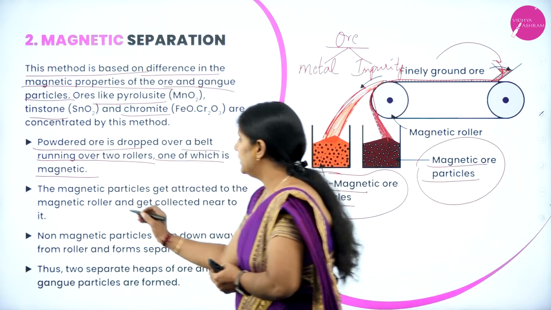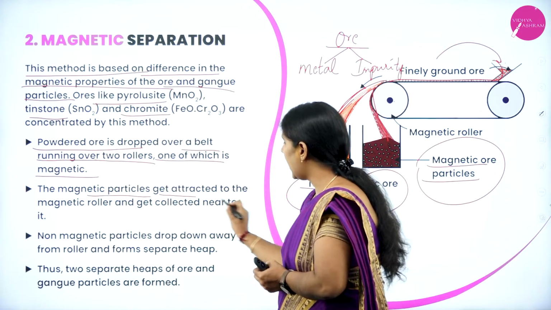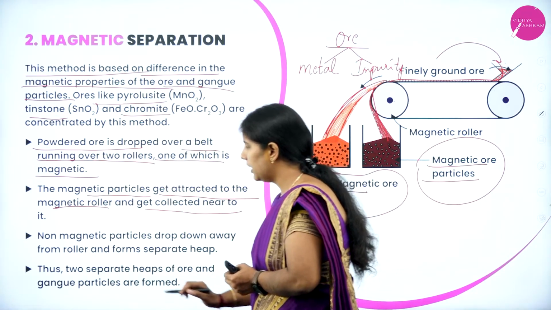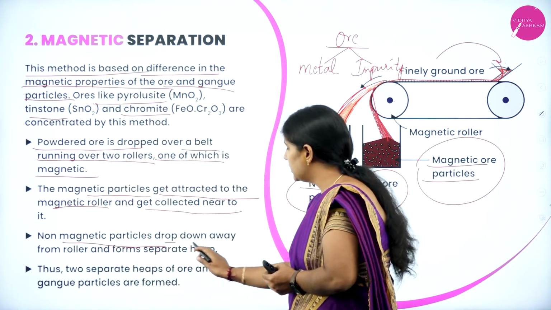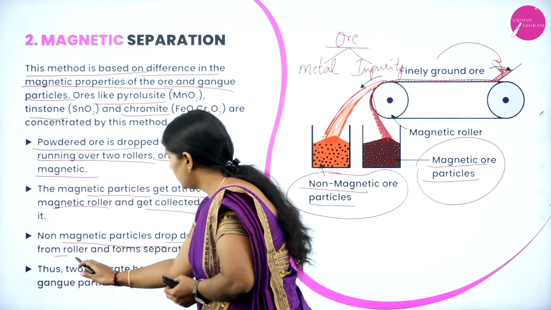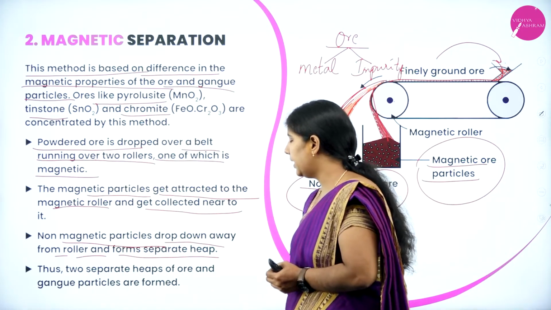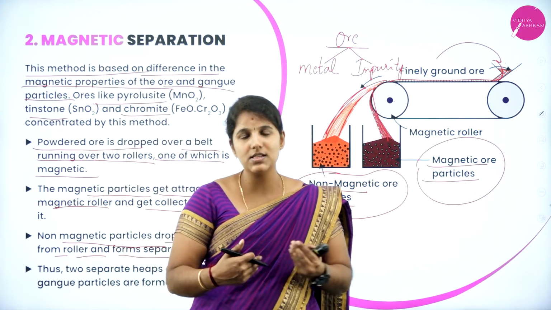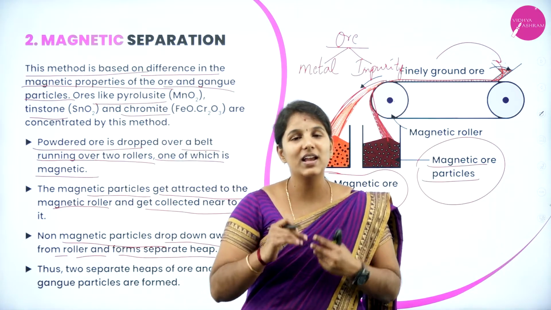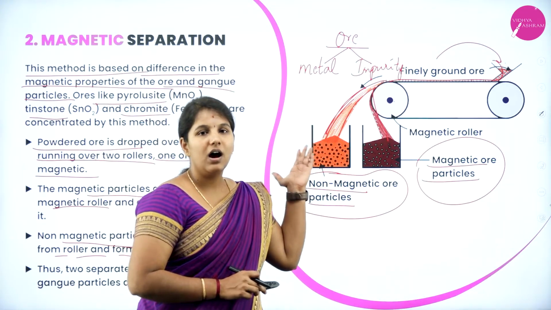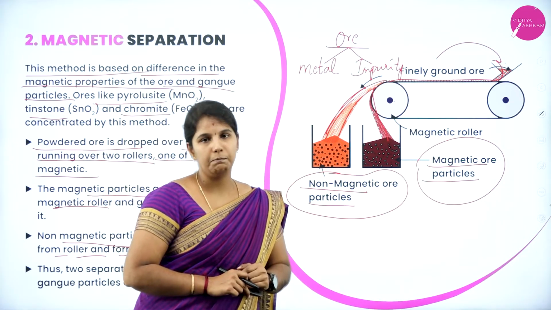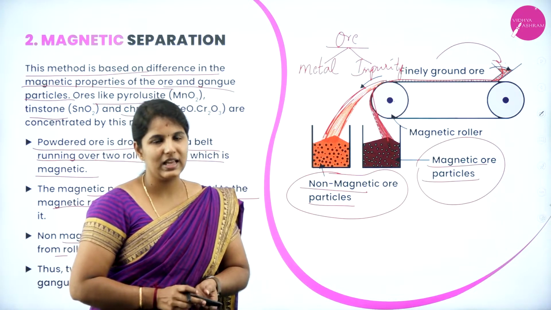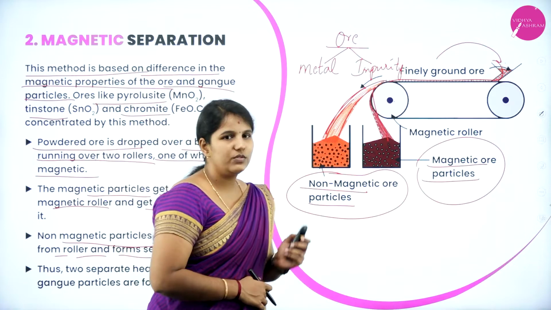So here the magnetic particles get attracted towards a magnetic roller and get collected near it, and non-magnetic particles drop away from the roller and form a separate heap. This is how, based upon the differences in their magnetic property, we can easily separate the ore from the impurities. So it is one of the important techniques. Okay, hope you all understood this technique.